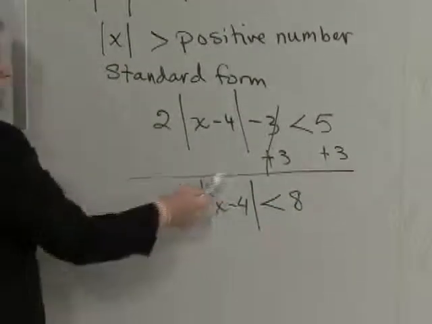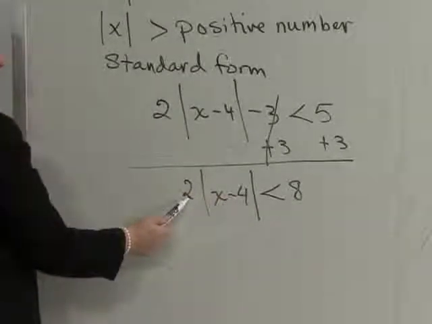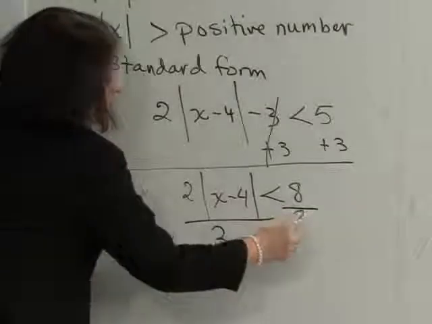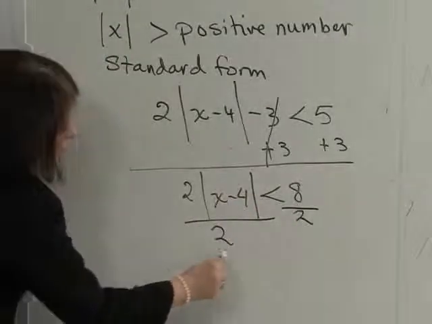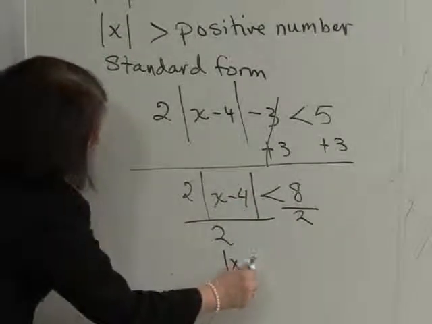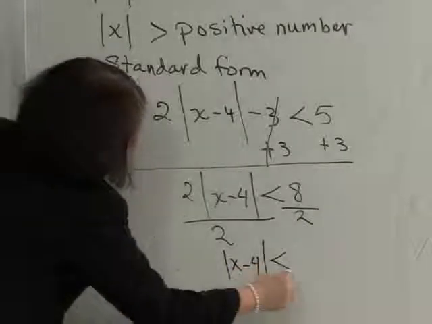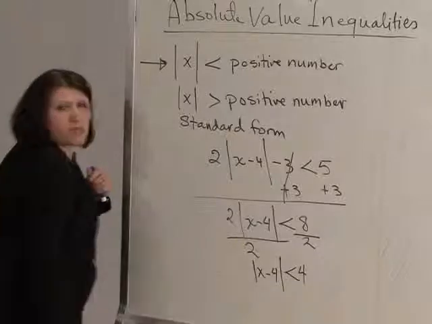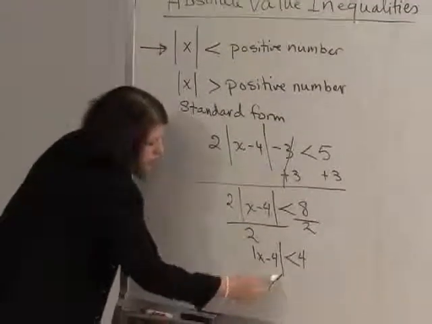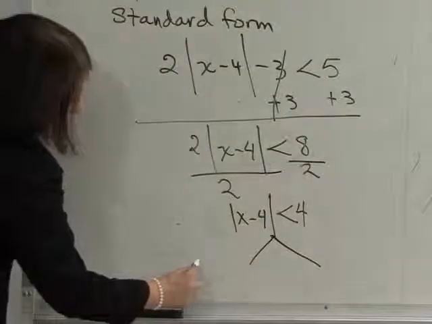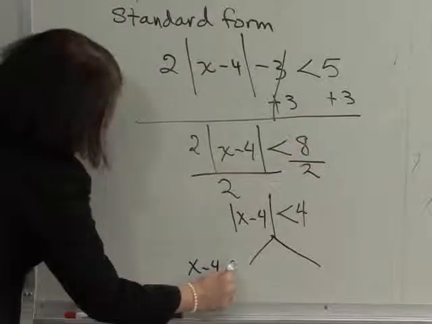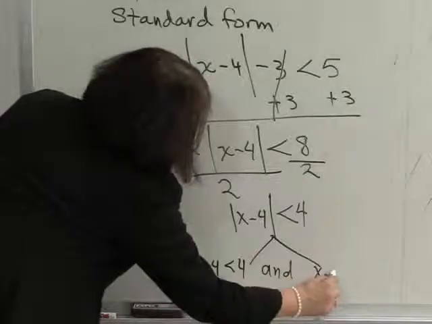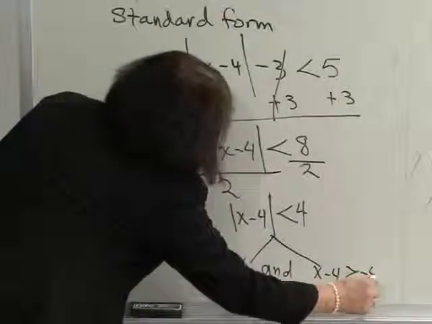And my second step to isolate this absolute value that's multiplied by 2 is to divide both sides by 2. And I'm not changing the inequality symbol because I'm dividing by a positive number. So the absolute value of x minus 4 is less than 4. And so now this is in the standard form. I'm ready to translate it. Remember, less than is with "and". So x minus 4 is less than 4, and x minus 4 is greater than negative 4.